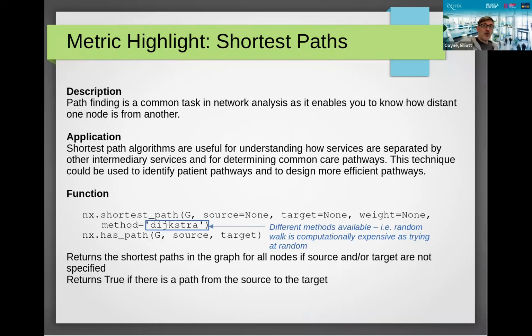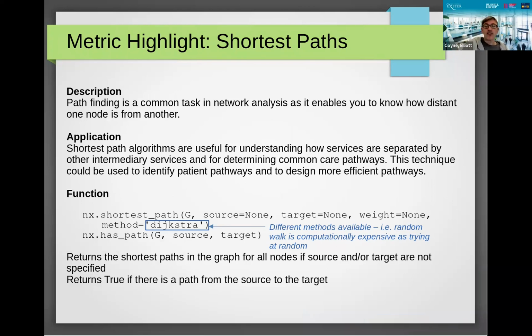Next, we have the shortest paths. If you remember, if you've got all these bridges connecting all different areas and you want to get from one place to another, what will be the shortest route to do that? This is pathfinding, a common task in network analysis that enables you to know how distant one node is from another, how many jumps to get from there to there.